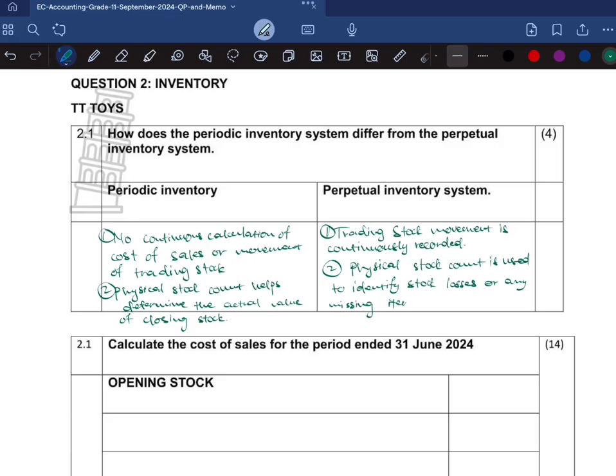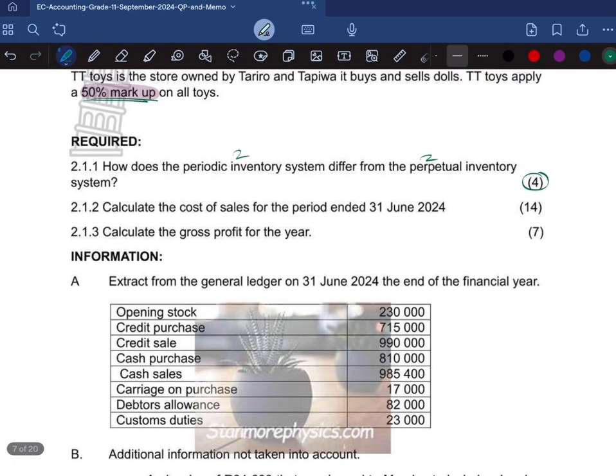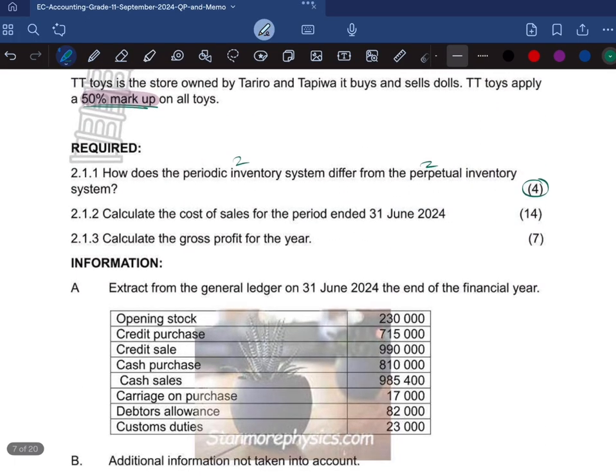That is how you are going to get your 4 marks, as long as it makes sense and you don't expand too much and waste your time. Nice, sweet, and short, so that you can get your 4 marks. We're going to move on to the second required. The second required says calculate the cost of sales for the period ended 31 June 2024. The last one says calculate the gross profit for the year.